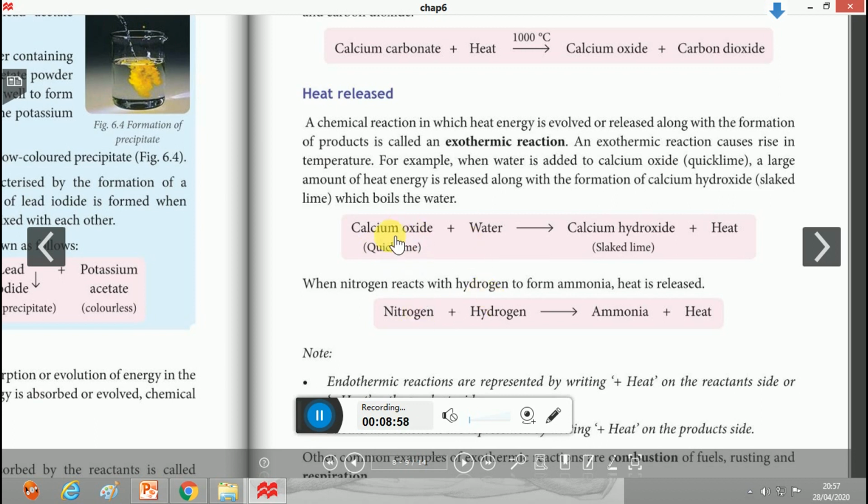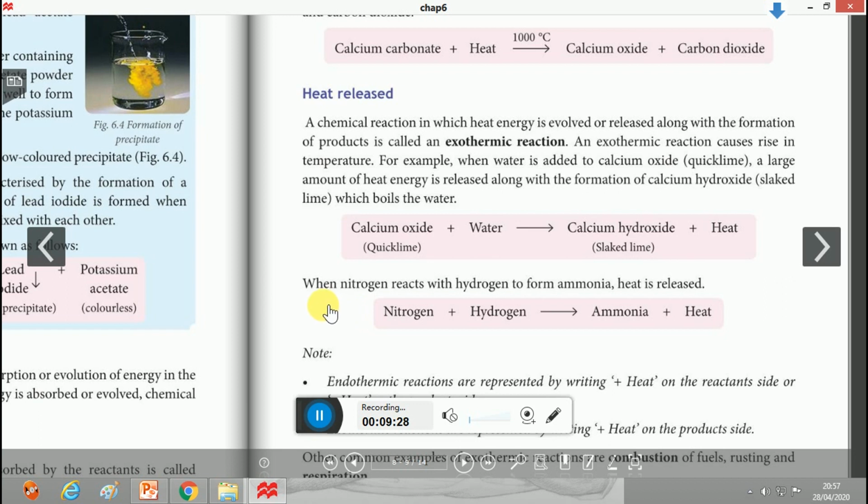So this is the calcium oxide. When it reacts with water, it will produce calcium hydroxide and a huge amount of heat is released. That's why it is termed an exothermic reaction. Heat is evolved, and the boiling of this water is due to the generation of a huge amount of heat, which boils the water. It is also mentioned in your book.